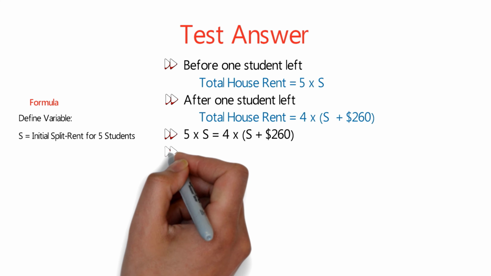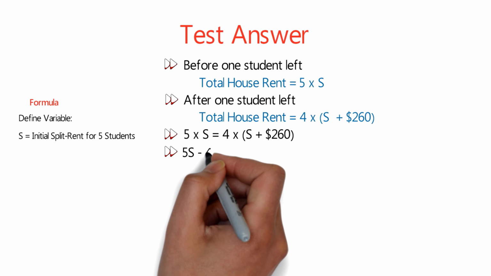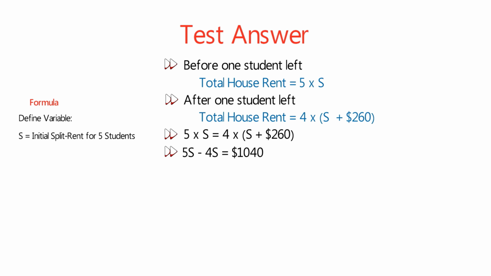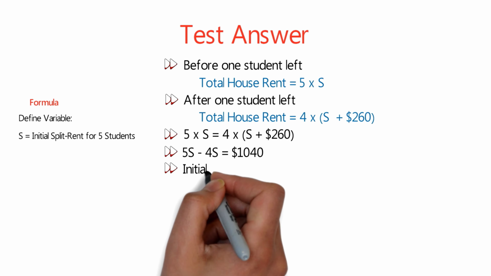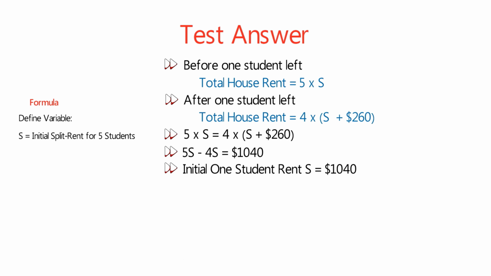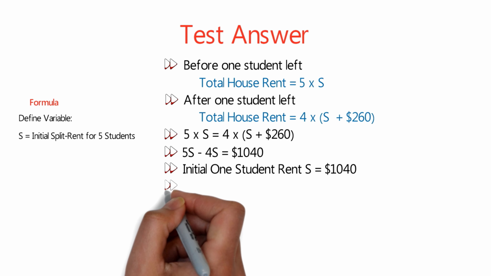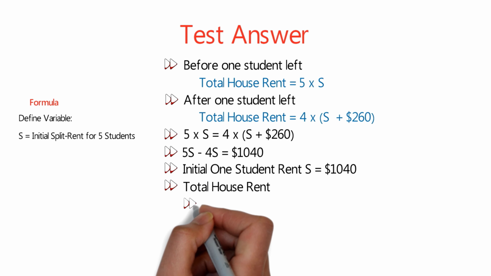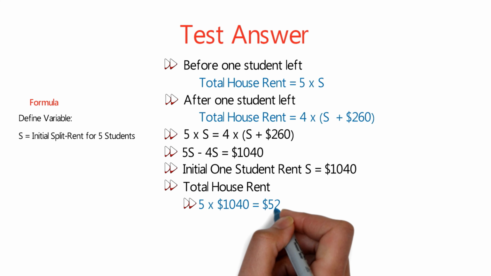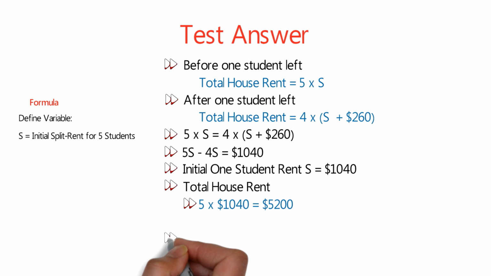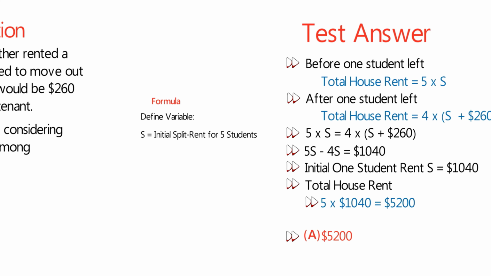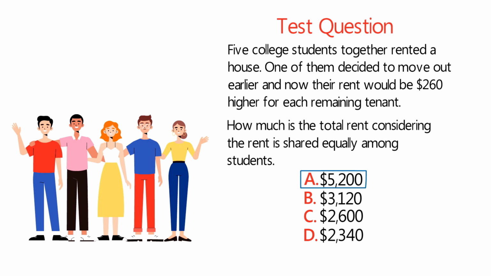Once we simplify it, we'll get to the equation 5S minus 4S equals $1,040, which means that S equals $1,040, which represents the initial one student rent. To calculate total house rent, we need to multiply 5 by $1,040 and the result will be $5,200. So the answer is choice A, $5,200. Hopefully you've nailed this question and now know how to answer similar problems.